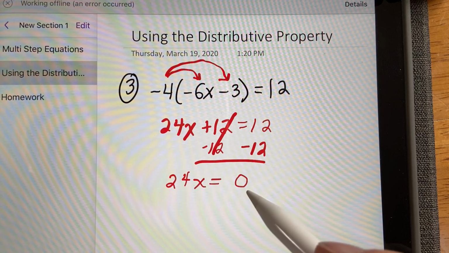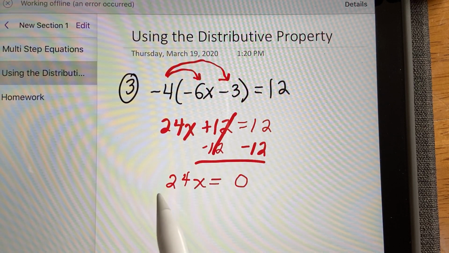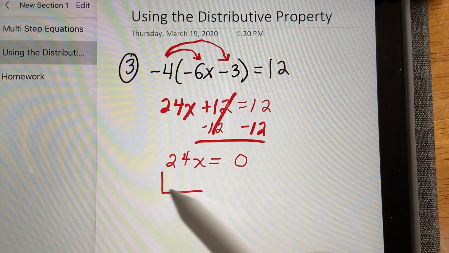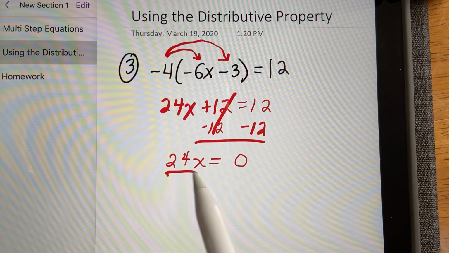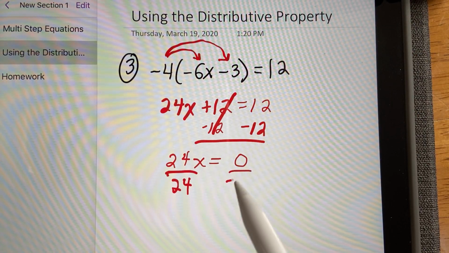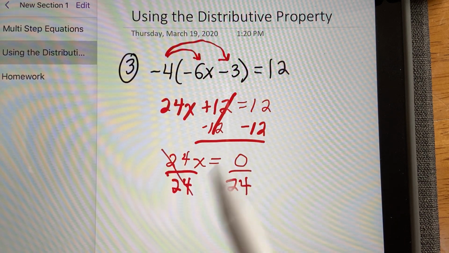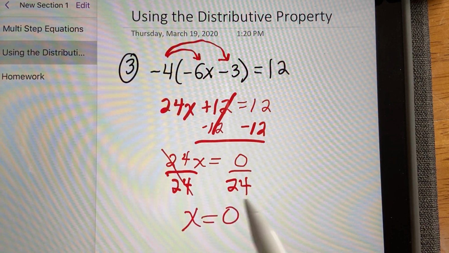This time I need to write down the 0. That way I have something to divide by. So divide both sides by 24. 0 divided by 24 is 0, so x equals 0.